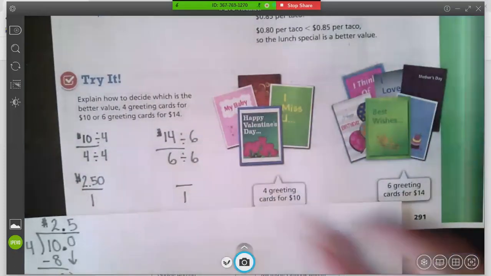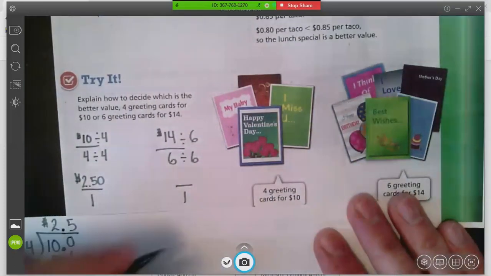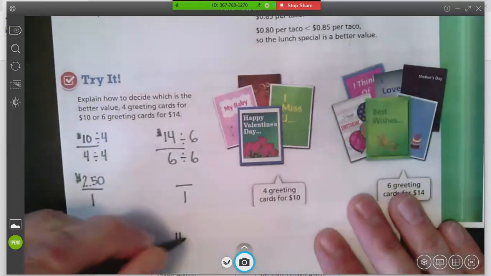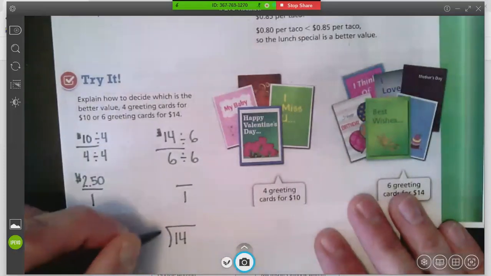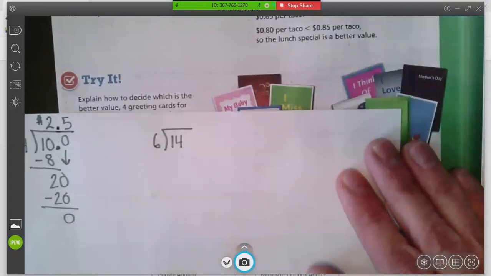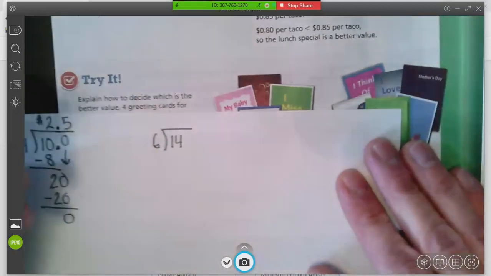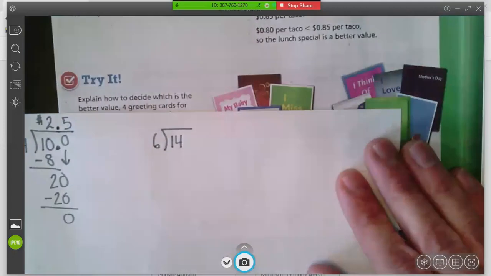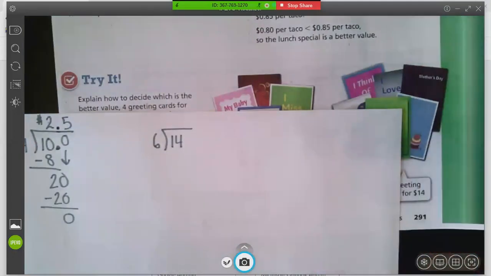Now, let's look at this. We have $14 divided by 6. Is this going to be more or less than $1? What do you think? I think this one's gonna be less. Wait, let's look at this. If we're spending $14 and we only get 6 cards, that tells me it's going to be more.